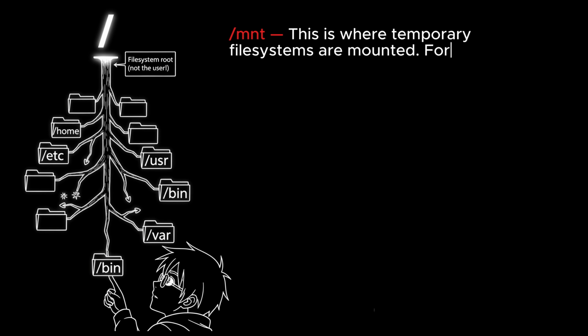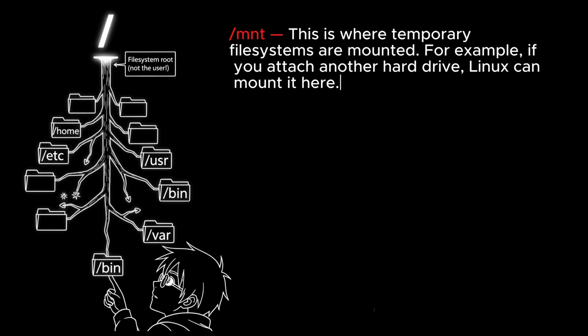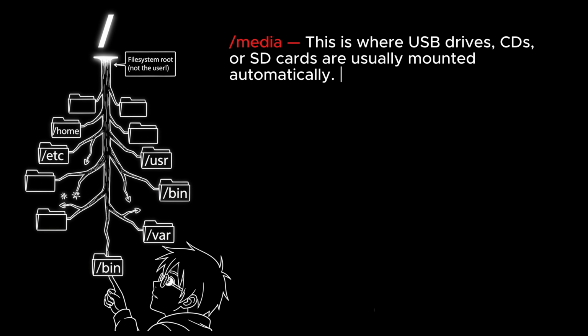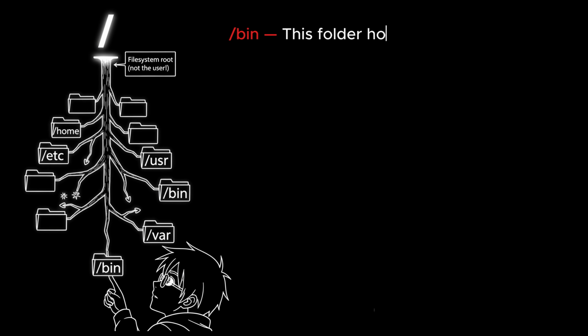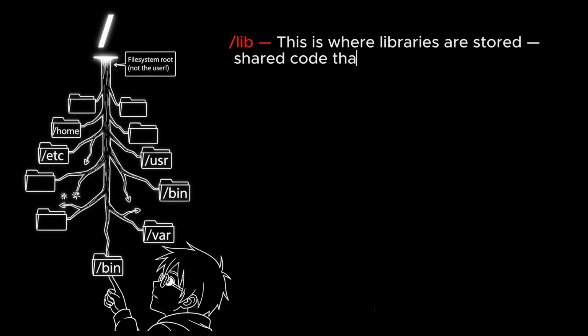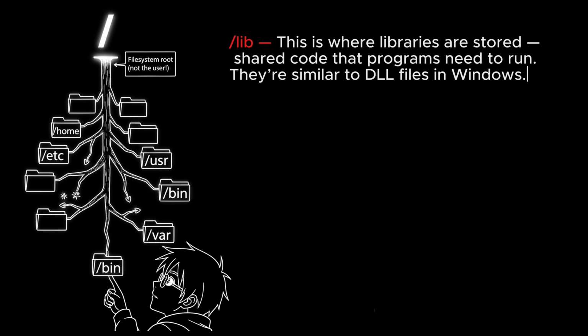MNT. This is where temporary file systems are mounted. For example, if you attach another hard drive, Linux can mount it here. Media. This is where USB drives, CDs, or SD cards are usually mounted automatically. Bin. This folder holds binaries, which are the core applications and commands Linux uses, similar to .exe files in Windows. Lib. This is where libraries are stored. Shared code that programs need to run. They're similar to DLL files in Windows.